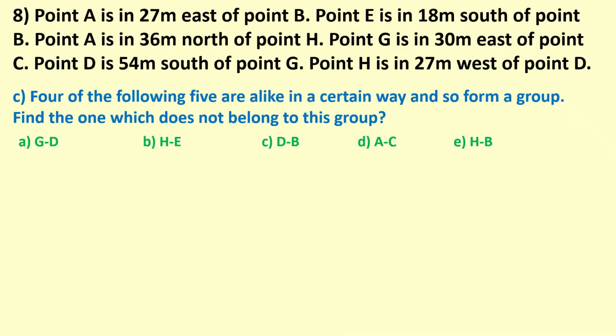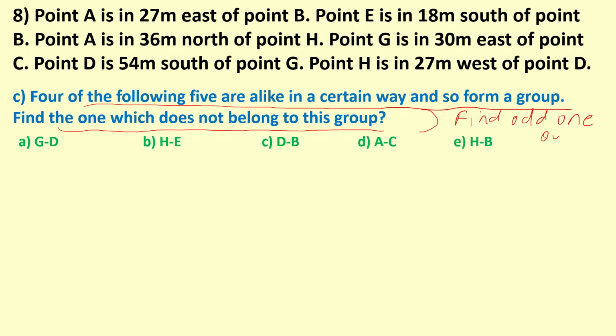Okay, same question. 8 question only. 3 questions are given under that. First two we have solved. Okay. Now the third question, what it is saying. 4 of the following 5 are alike in a certain way and so form a group. Find the one which does not belong to this group. So the whole question is saying what? Find the odd one out. That's it. Odd one out you have to find out. Only they have to state the question.